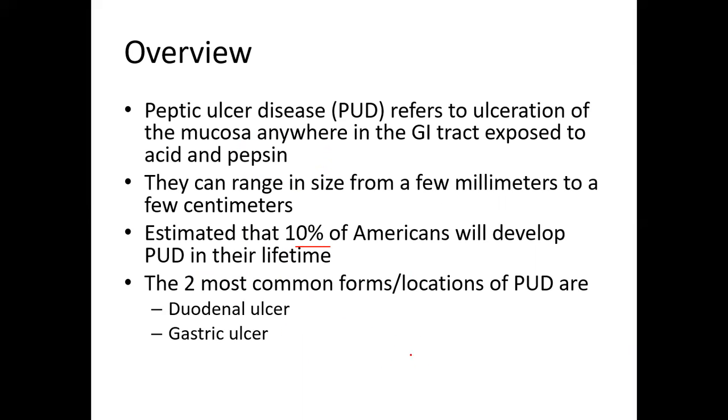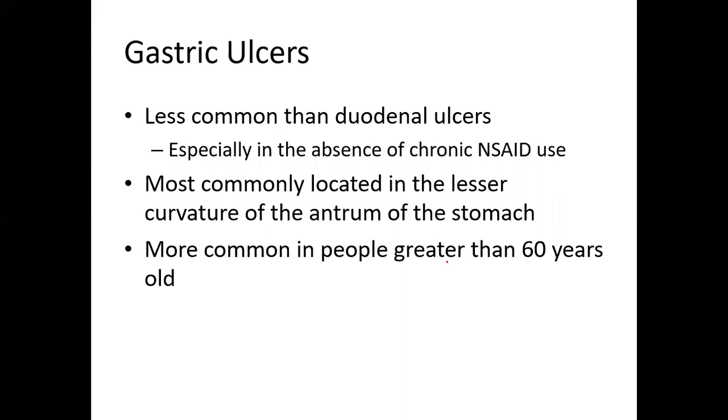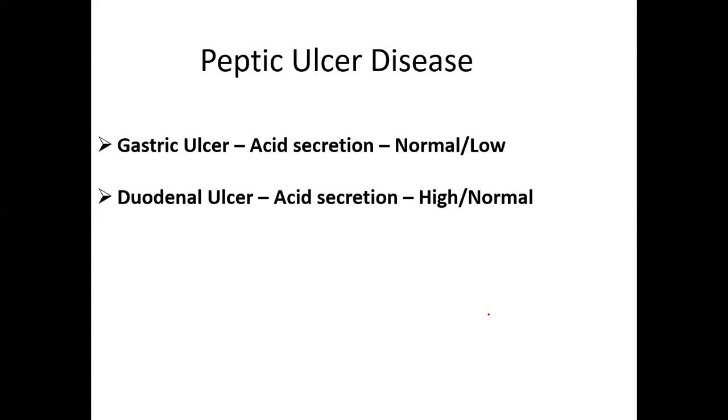The two most common locations of peptic ulcer disease are the duodenal ulcer and the gastric ulcer. Duodenal ulcer is the most common form of peptic ulcer disease, 3 times more common than the gastric ulcer, and is usually located in the duodenal bulb, the first part of the duodenum, commonly seen in people between 30 and 50 years of age. Gastric ulcers are less common than duodenal ulcers, located mainly along the lesser curvature of the antrum, and commonly seen in people older than 60 years of age.